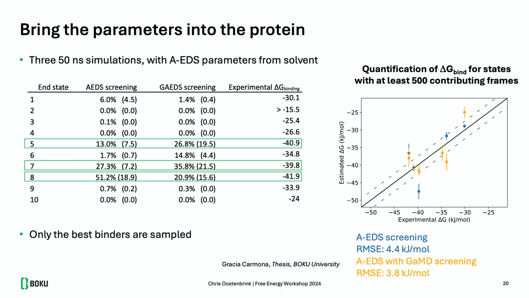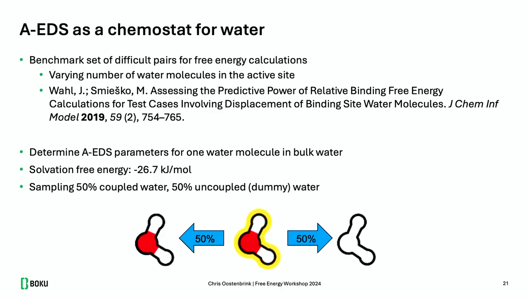So again, only the best binders are sampled, and all the ones that we sample at least a little bit, the ones that contribute at least 500 times to the free energies, we try to still quantify them, and we still have an RMS error of about 4 kilojoules per mole, so about 1 kcal per mole. So that even works as well. Now that was very nice, and you can also expand this. You can use the free energies or the AEDS method more as a chemostat, as a method to determine whether molecules like to be there.